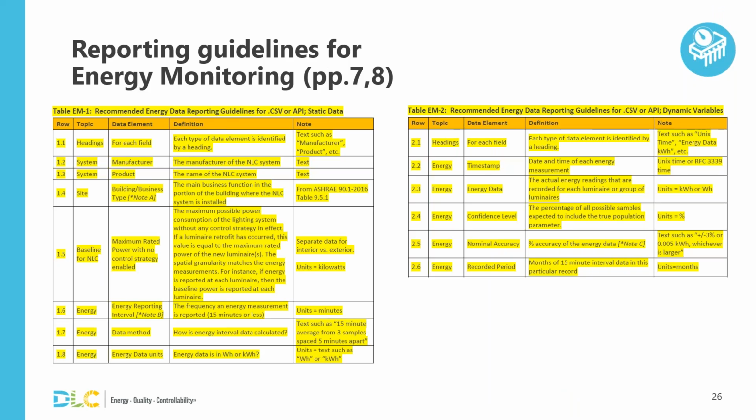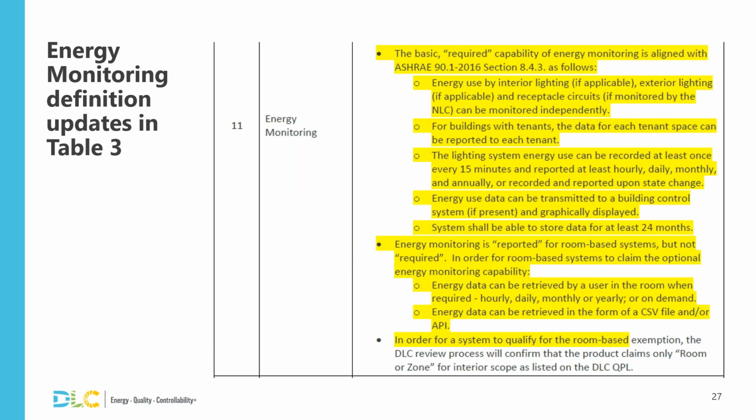These tables from pages 7 and 8 describe guidelines for energy data reporting. In the definition of energy monitoring, the main change from last year was to add a section aligning with ASHRAE 90.1. By the way, the language is similar to both the 2016 and 2019 editions, except that we reduced the record length requirement from 36 months to 24 months based on comments. We also added a section about how room-based systems can provide optional energy reports, even though it's not required.